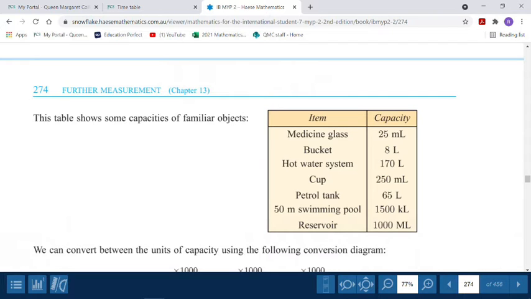Your hot water system, so that's the tank that heats your water for you, for those of you who still have that kind, is 170 liters-ish, right? They vary, certainly. A cup is 250 milliliters. A petrol tank for like in a car. A 50-meter swimming pool is about 1,500 kiloliters.